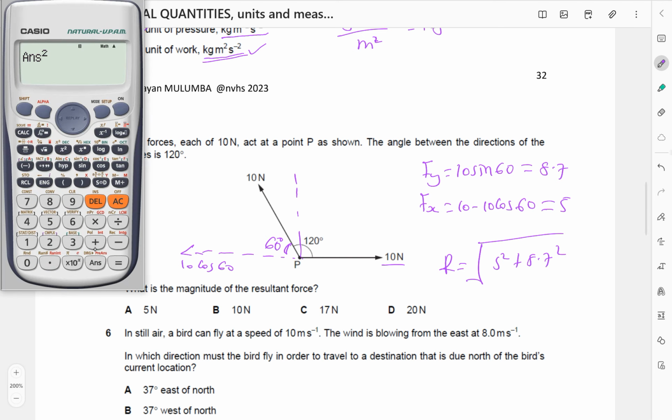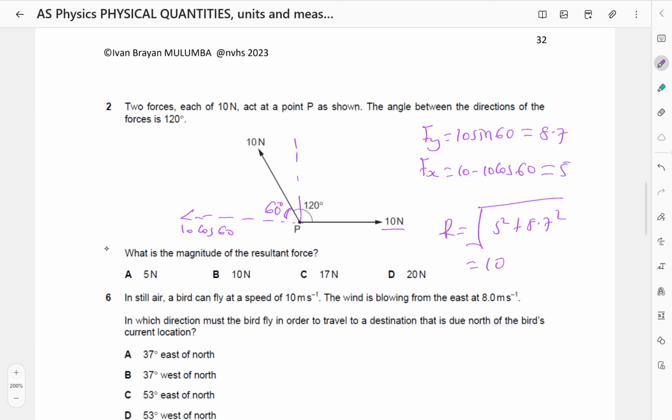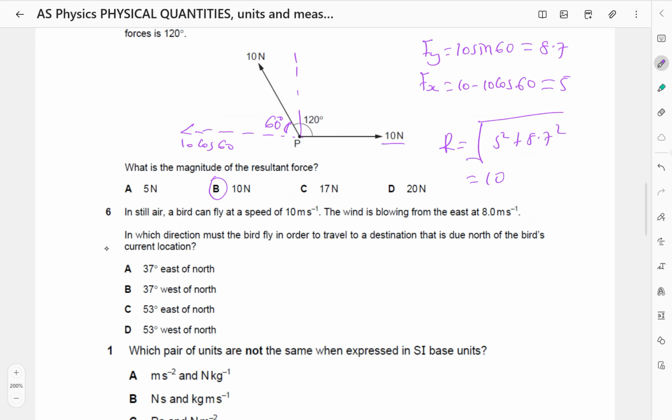So 5 squared plus 8.7 squared, that's 100.69. Find the square root. It's approximately 10. So our answer is going to be 10. You could use a scale, but that would be wasting much time.